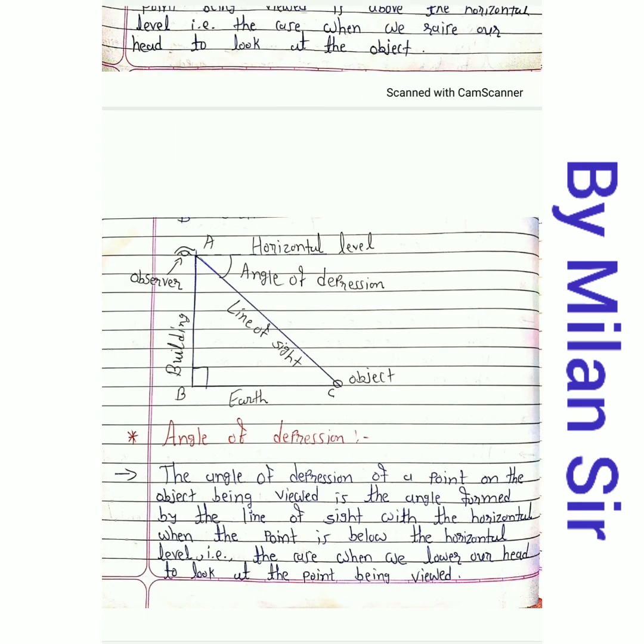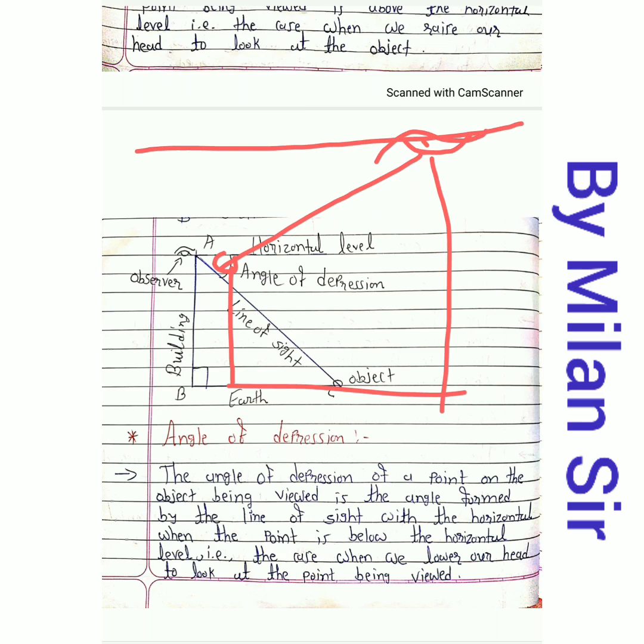Now the third case: the height of the object is less than the height of the observer. In this type of situation, if we want to observe the object, then we need to lower our head, we need to see in the downward direction. So in this situation, the angle created between this line of sight and the horizontal is called the angle of depression. Okay, it is called the angle of depression.